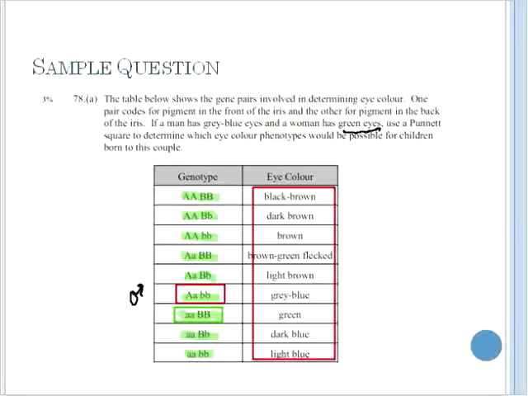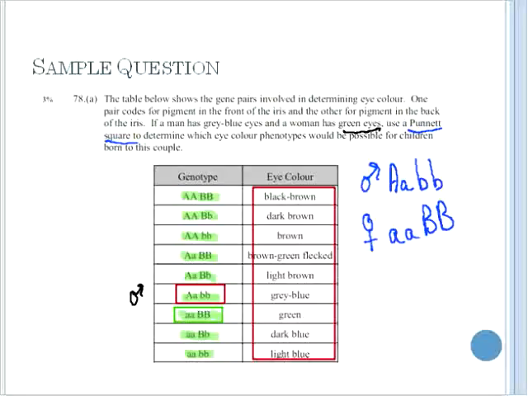So the parental cross that we have is, for the man, big A, little b, little b. For the female, she is little a, big B, big B. You're asked to complete this, and you are told to use a Punnett square.